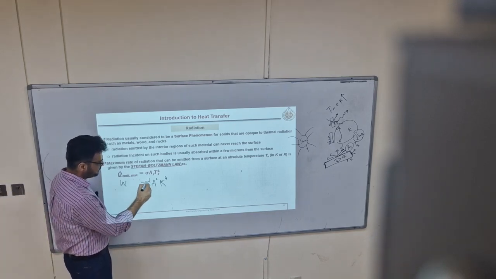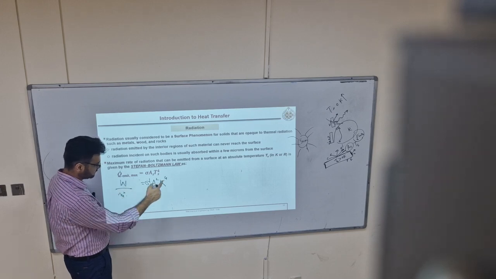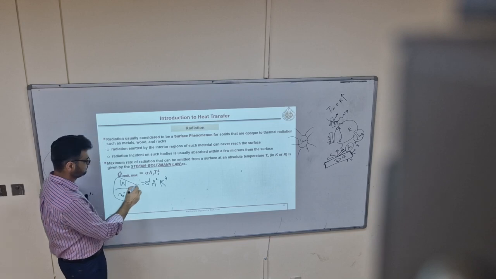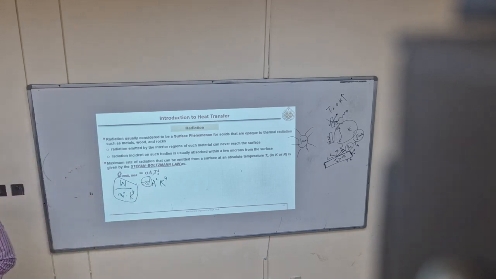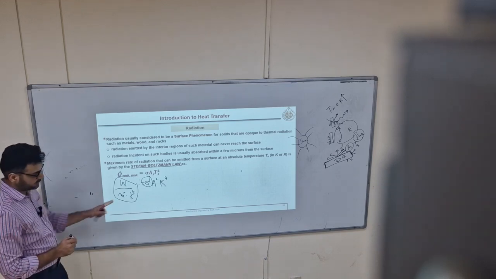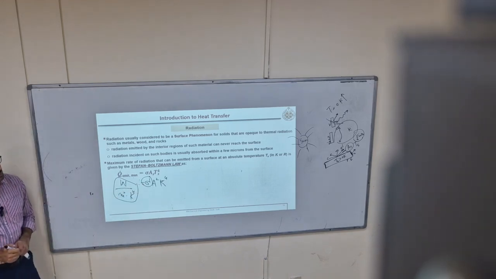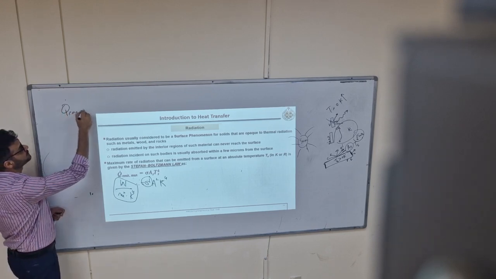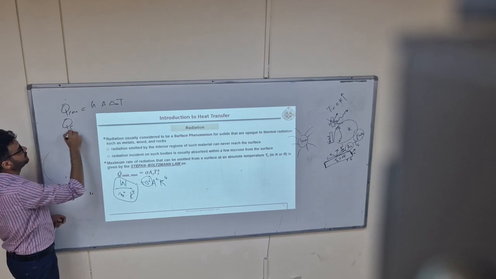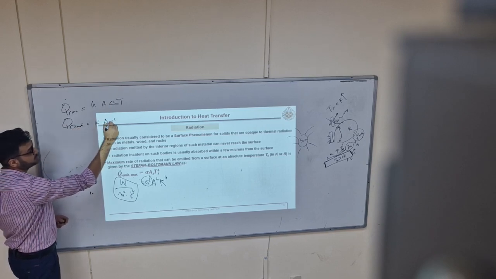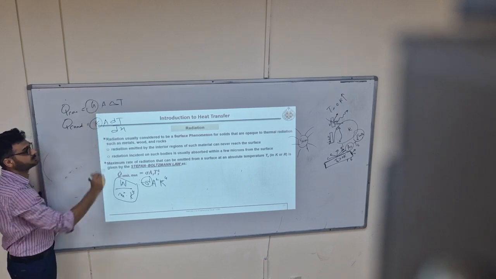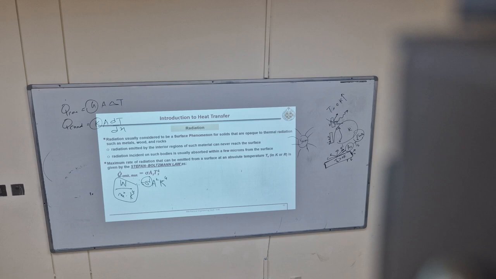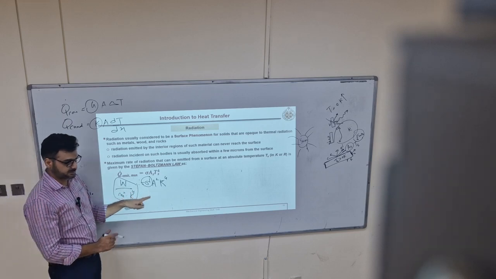So the units of sigma will be watts per meter square per Kelvin to the power 4. It is the proportionality constant, and this is a fixed value. It's not like h or k, that is fixed. Because those h and k were dependent upon the medium: in convection we had hA delta T, and for conduction, we have kA dT by dx, where these proportionality constants depend upon the medium or material involved. Here it doesn't depend upon medium or material, so this one is a fixed constant.